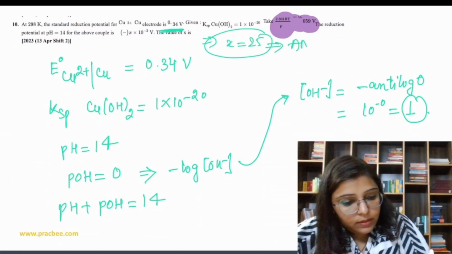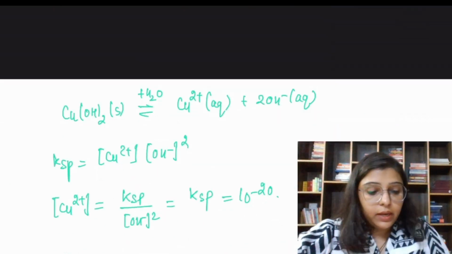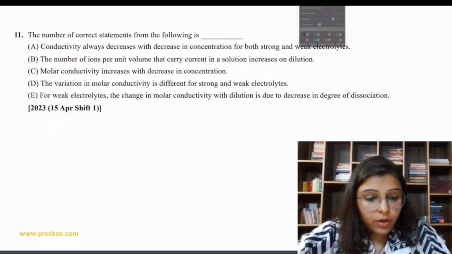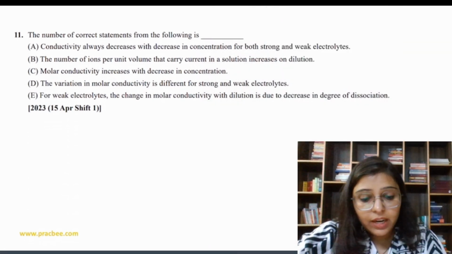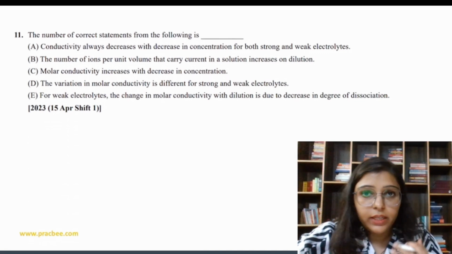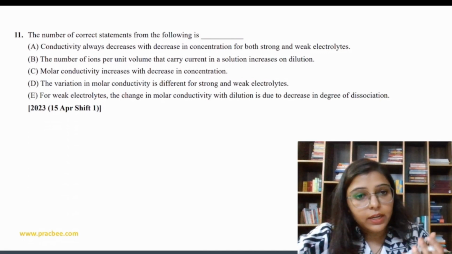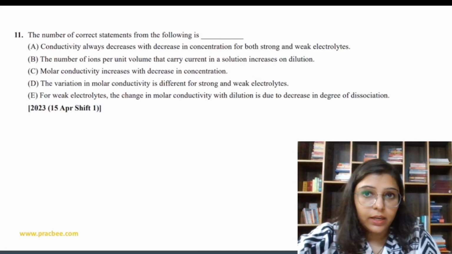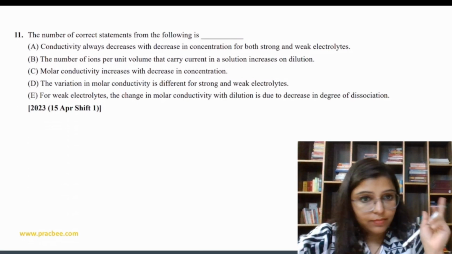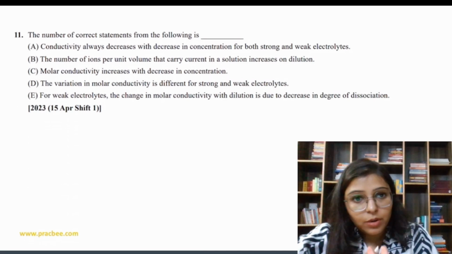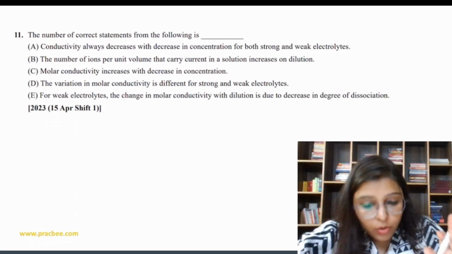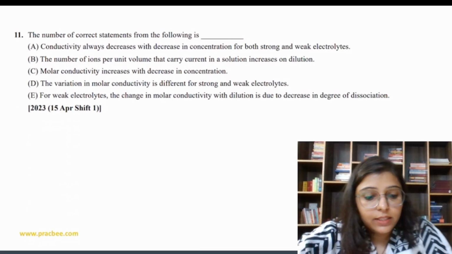Okay. Now let's do the next question. The number of correct statements from the following is. First statement: conductivity always decreases with decrease in concentration for both strong and weak electrolyte. Yes. On dilution, specific conductivity is different, right? But if we talk about the conductivity of a particular solution, it always decreases with decrease in concentration.